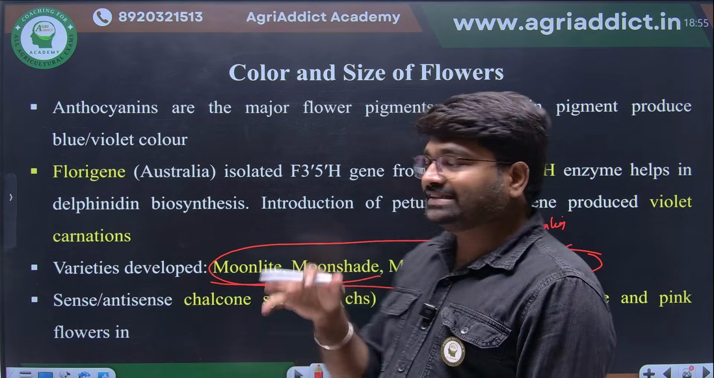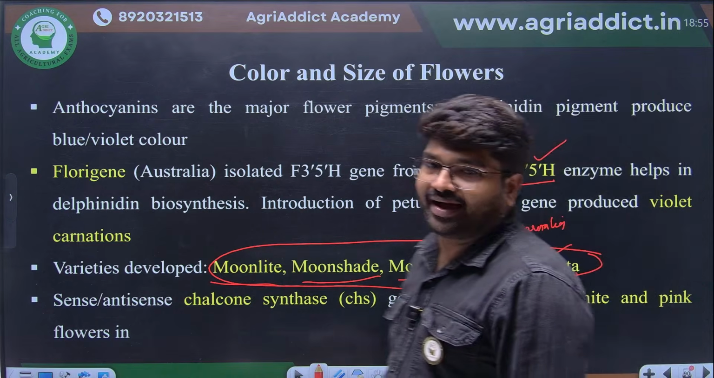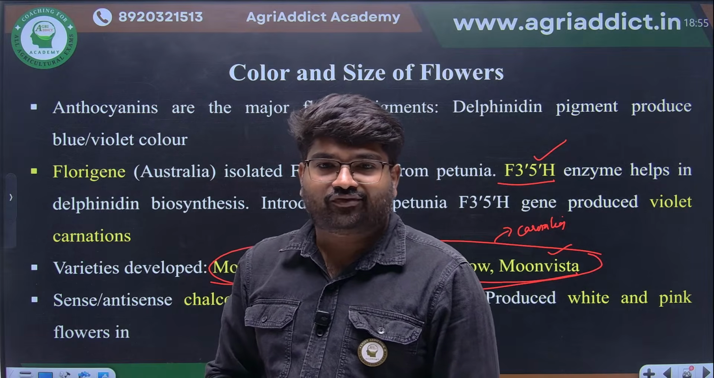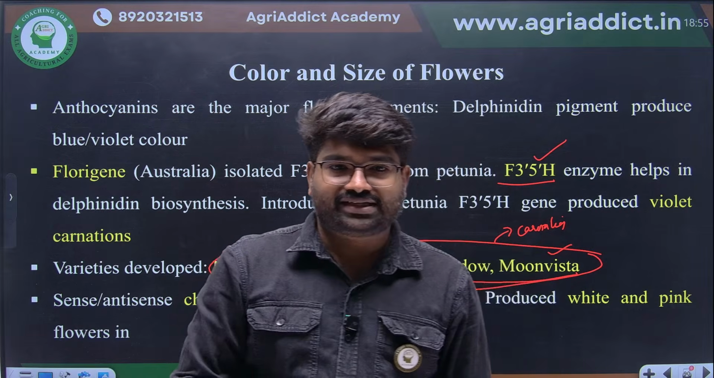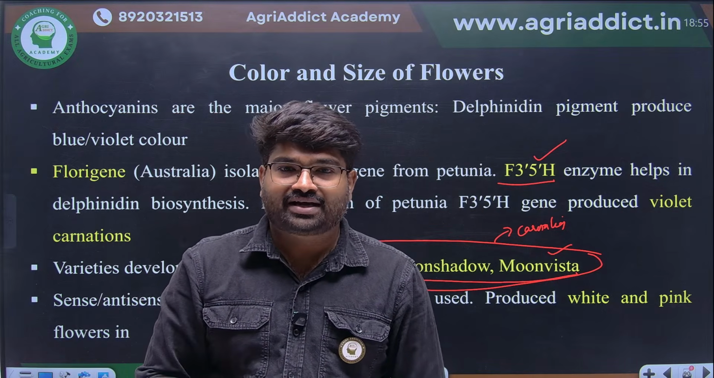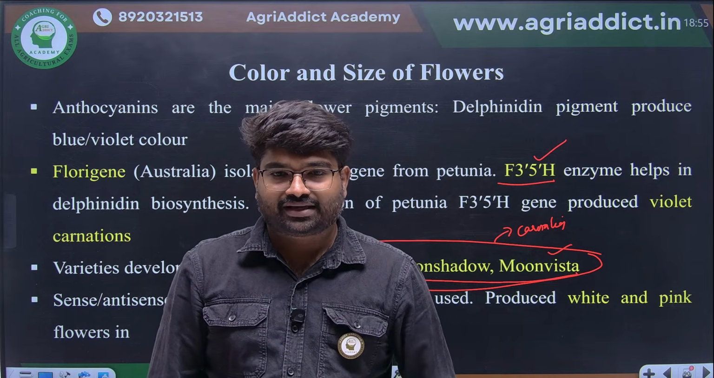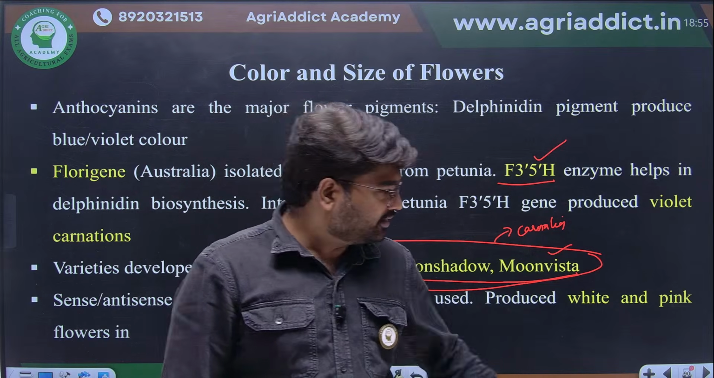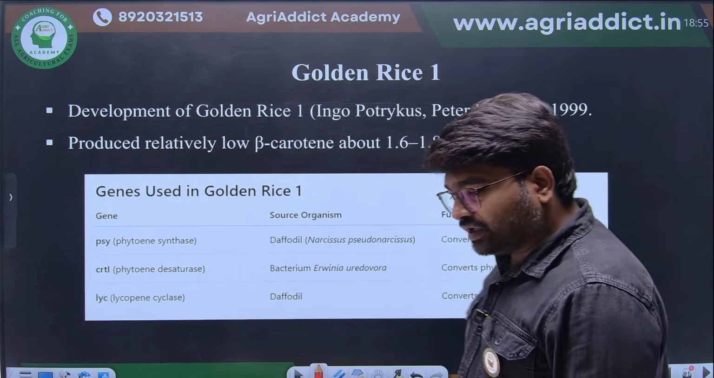How? They have integrated the flavonoid 3',5' hydroxylase gene. Because of this, delphinidin was accumulated in the flowers, which will give purple color. Clear? Next, golden rice.